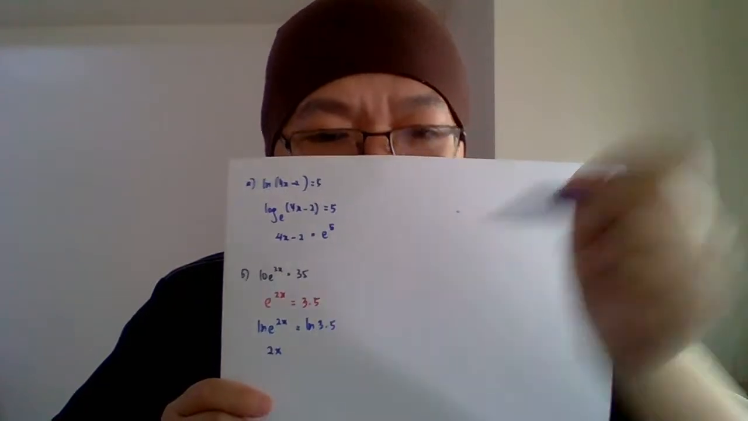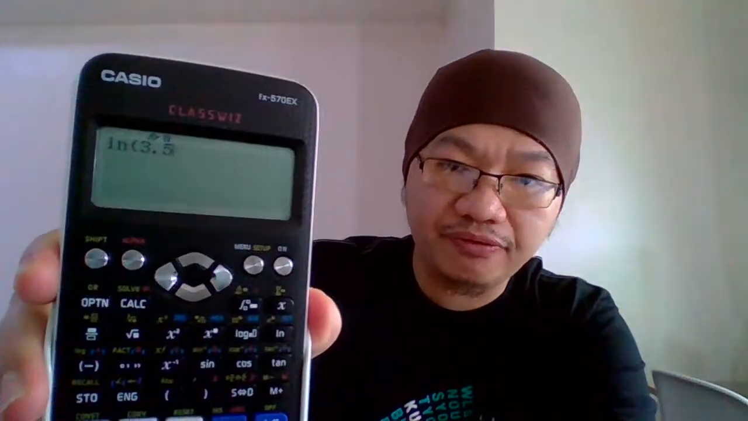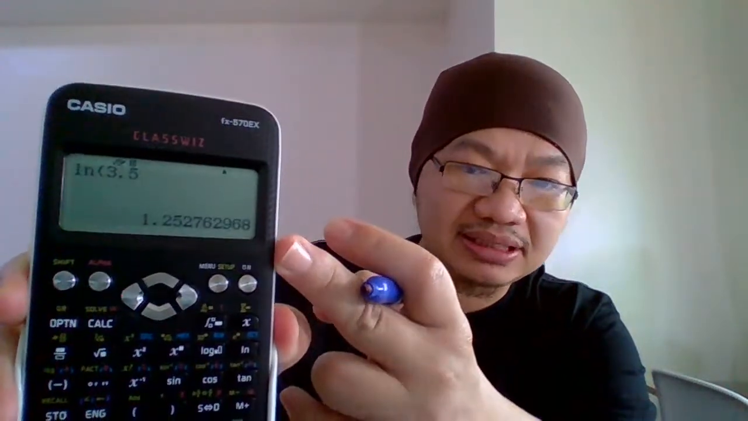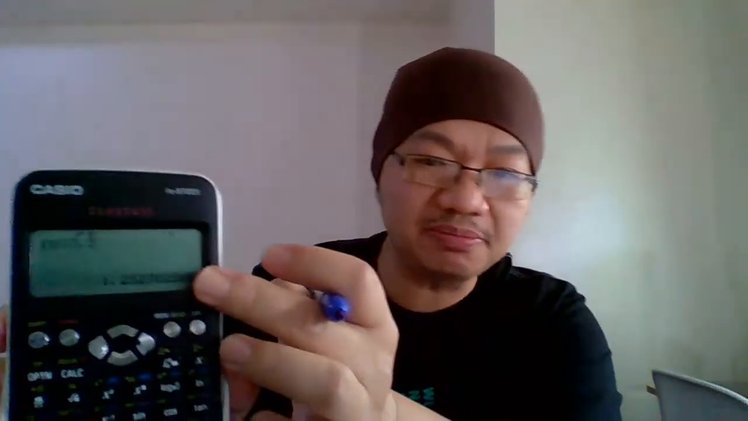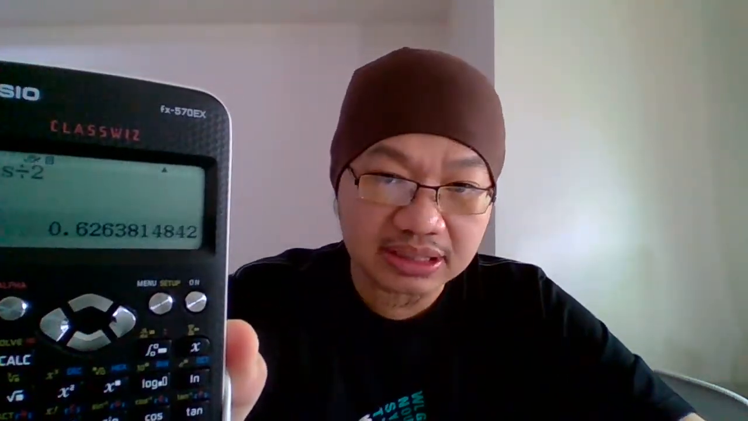Equals ln 3.5. Just press your calculator. ln 3.5 equal, then this is the answer that you are supposed to get, 1 point something whatever. Then you want to find x, right? So since 2x equals this much, x equals this divided by 2. So this is the final answer. You are supposed to get 0.6, what is it?